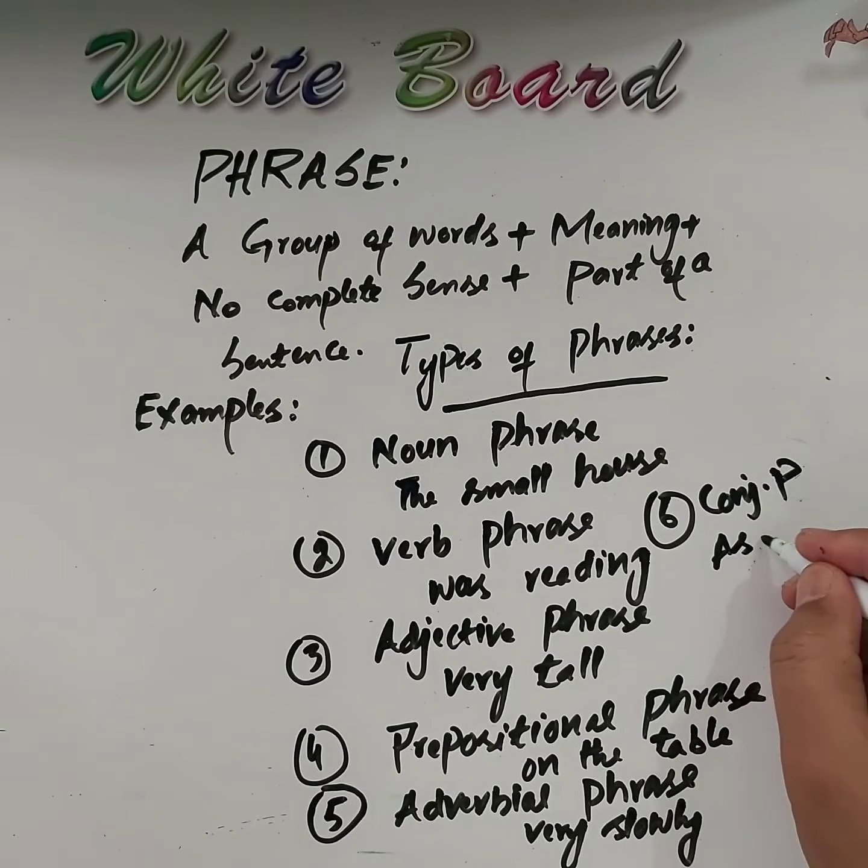Hi viewers, now we will talk about types of phrases. Noun phrase, example, the small house. Verb phrase, example, was reading. Adjective phrase, example, very tall. Prepositional phrase, example, on the table.